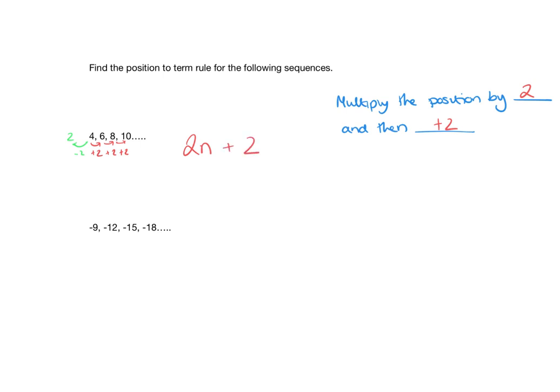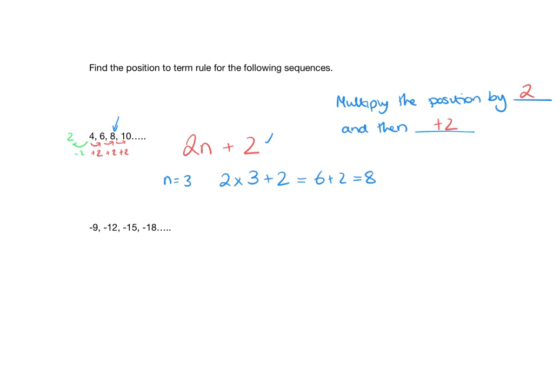Now, you can check this rule by substituting in a value of n and making sure you get the correct number from the sequence. So let's try n equals 3. When n equals 3, we have 2 times 3 plus 2, which is equal to 6 plus 2, which is equal to 8. And we can see that our third term in the sequence is 8, so we're happy that this rule is working.